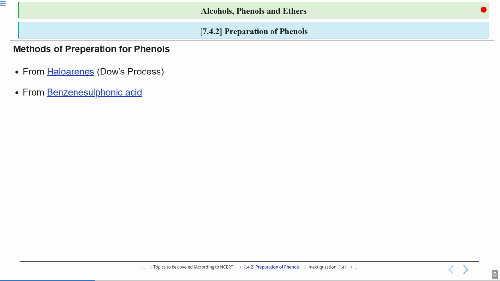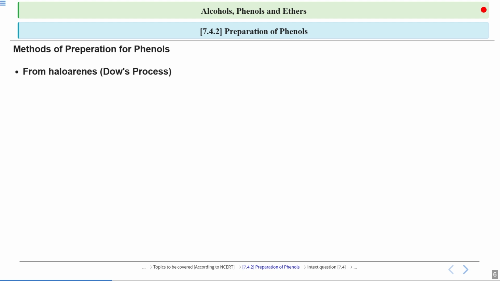Second method is from benzenesulphonic acid. So from benzenesulphonic acid also we can prepare phenols. Third method is from diazonium salt. And fourth method is from cumene, that is isopropyl benzene. And today we are going to see all these four methods of preparation of phenols one by one.